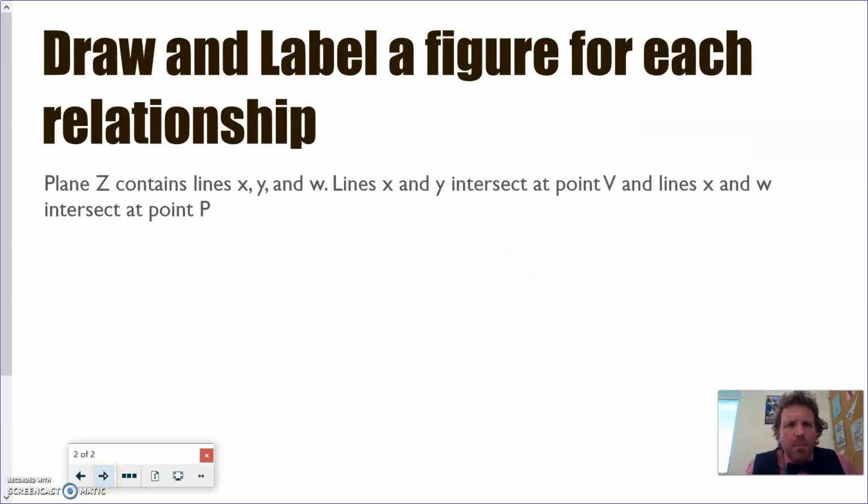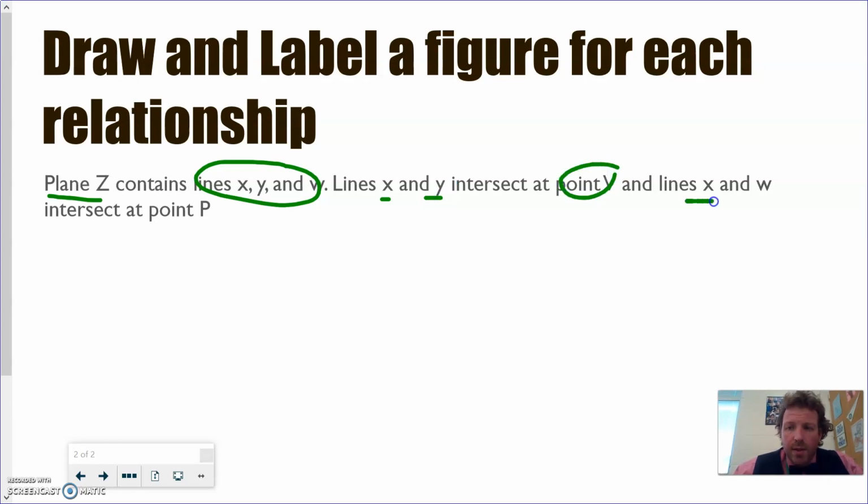All right, our second problem, we're going to draw and label another figure that has plane Z. It's going to contain lines X, Y, and W. Lines X and Y intersect at point V, and lines X and W intersect at point P. All right, so I know that I need a plane Z. That's my starting point. I need 3 lines, right? I need lines X, Y, and W. We have lines X and Y that intersect at point V, and lines X and W that intersect at point P.